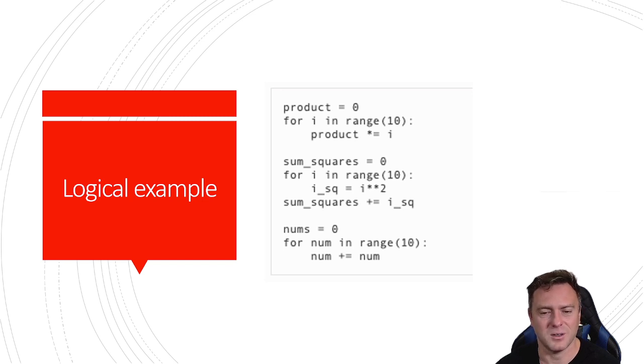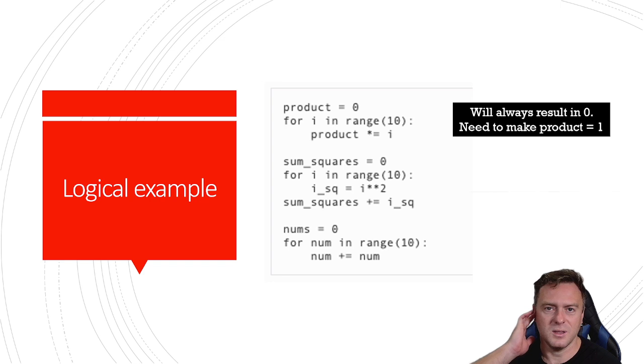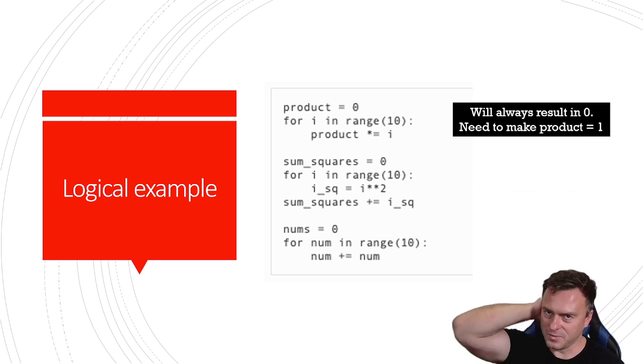So in this one here, we've got product is equal to 0, for i in range 10, product times equals i. Sum of the squares is equal to 0, for i in range 10, i square is equal to i star star 2, sum squares plus equals i square. Nums is equal to 0, for num in range 10, nums plus equals num. So nums is going to add on to itself.